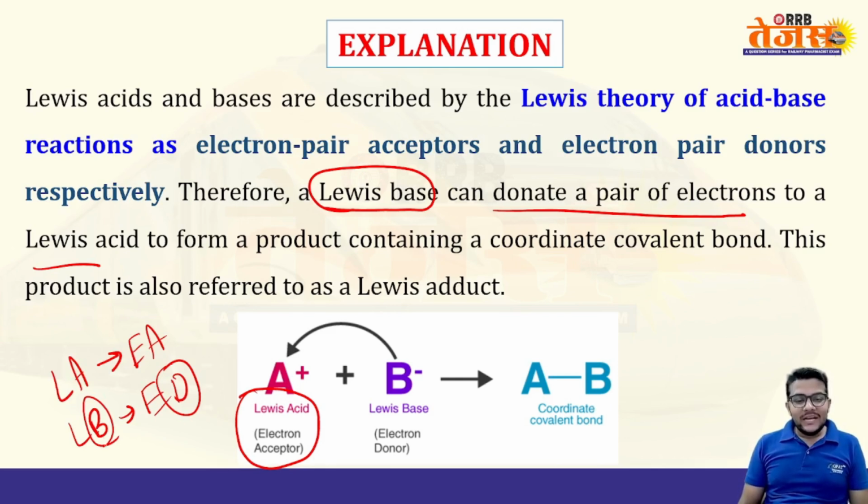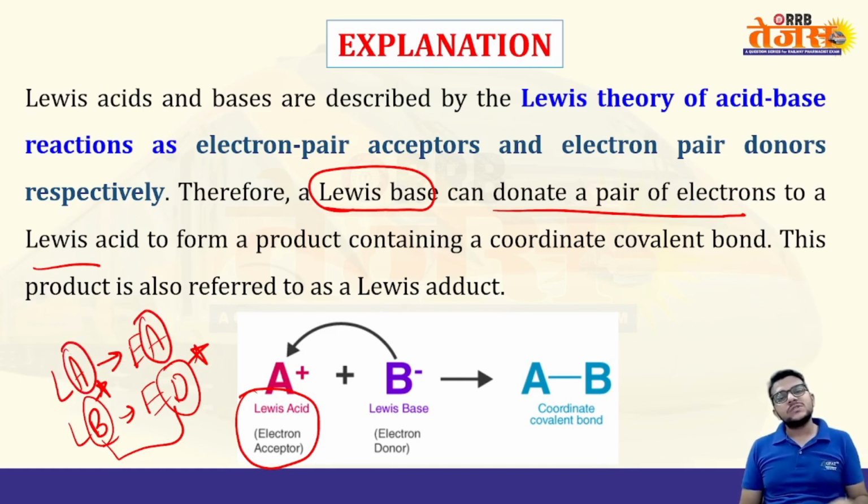So coming to the point, you can see B and D, your brother and sister. Lewis bases are your electron donors, whereas Lewis acids are your electron acceptors. Basically, Lewis theories are related to the electron, and they tell you that electron acceptors are acids and Lewis bases are electron donors.